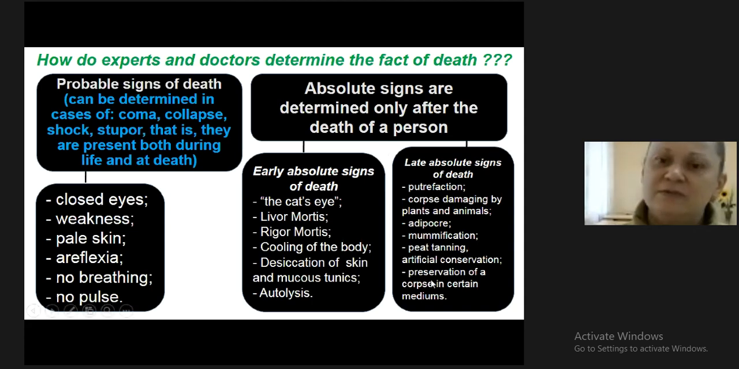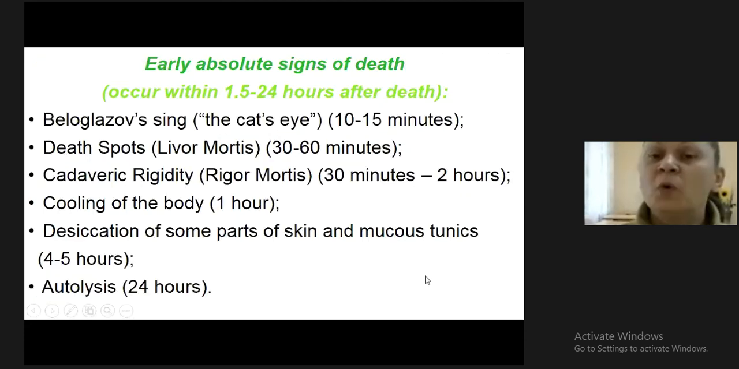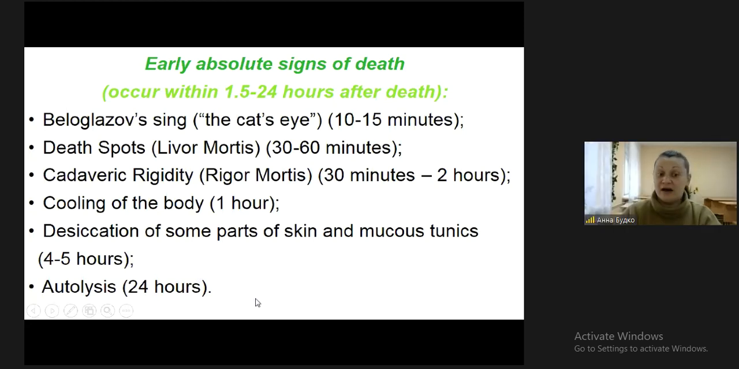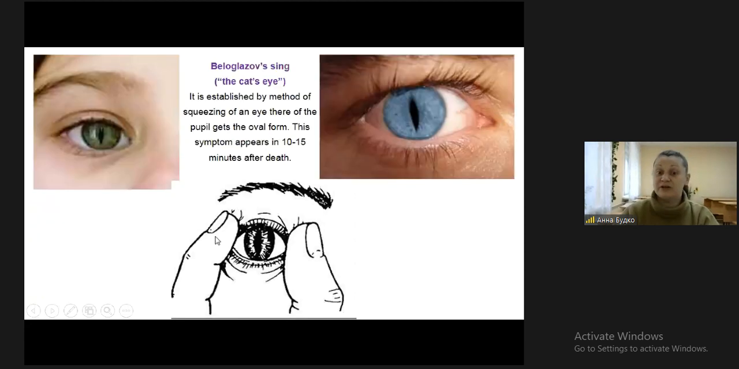In the case of absolute signs of death, two subgroups are distinguished: early absolute signs of death and late absolute signs of death. If you take early, why is this group named early? Because these signs are formed in the first 48 hours, in the first 2 days after death in the post-mortem period. And look, the early absolute signs of death are the Beloglazov sign, livor mortis, cadaveric rigidity, cooling, desiccation, and autolysis. The Beloglazov sign, or cat's eye, is due to squeezing the eye between the first and second fingers, after which you can see a specific oval form of the pupil.